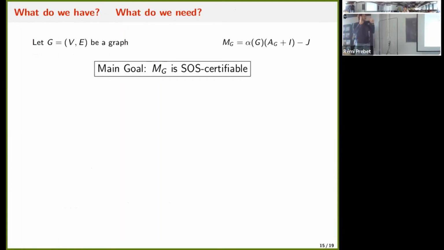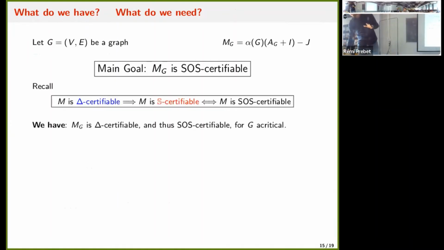Okay, so let's summarize what we have so far. What do we have and what do we need? We have a graph G and this associated matrix, which is copositive, and we would like to show that M_G is SOS certifiable. So far we have that if G is critical, M_G is delta certifiable and therefore SOS certifiable. So the graphs for which this is delta certifiable are the critical graphs.